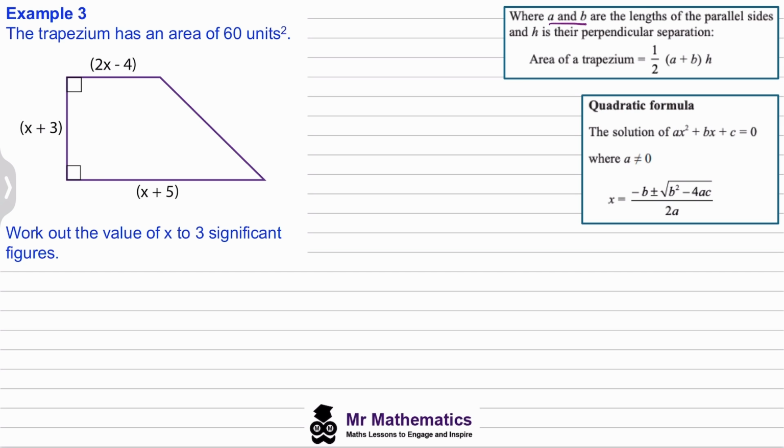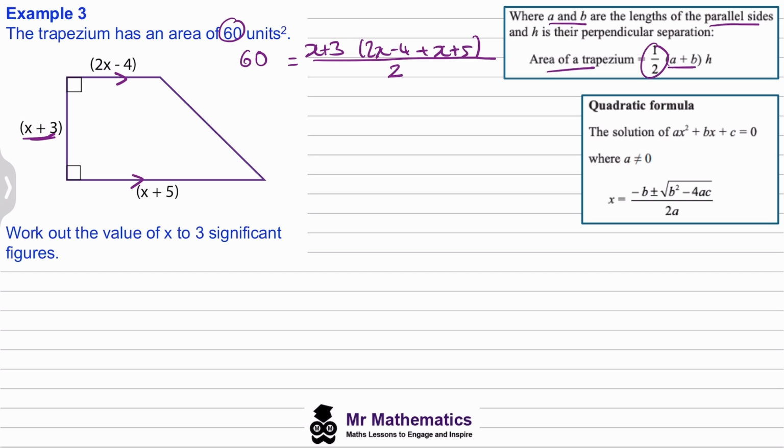So a and b are the lengths of the parallel sides, and we need to add them together. The parallel sides for our trapezium are the 2x minus 4 and the x plus 5. So we'll add these two together, and then we'll multiply this by h. And h will be this x plus 3. Then we'll divide it by 2, and this will equal the area, which is given as 60.